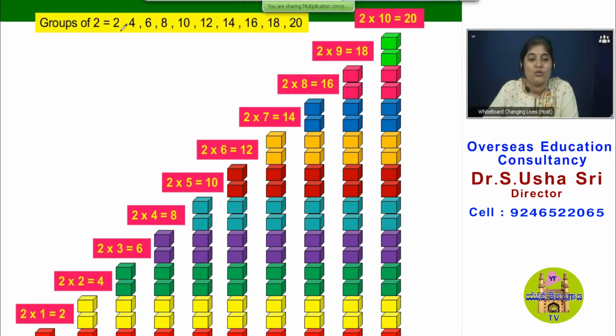What are the groups of 2? 2, 4, 6, 8, 10, 12, 14, 16, 18, 20. They are nothing but the groups of 2. But the same thing, when we write it in table form, we say them as 2 ones are 2, 2 twos are 4, 2 threes are 6, 2 fours are 8, like that.